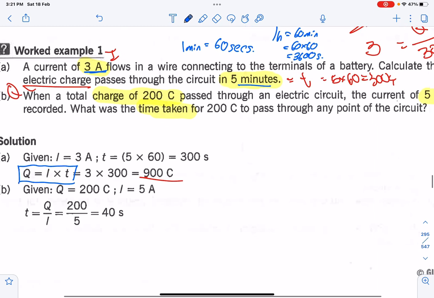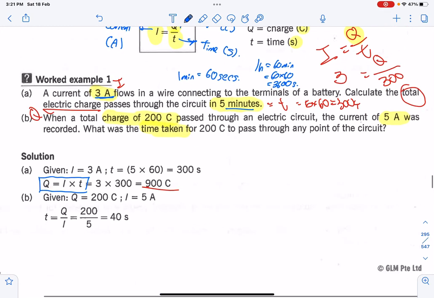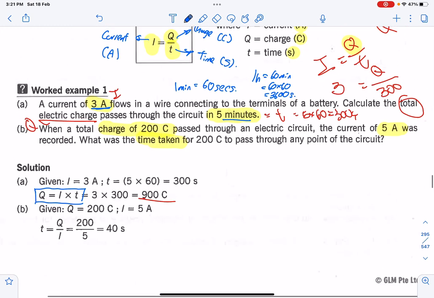Okay, when a total of 200 charge is being passed through an electrical circuit, the current 5 ampere is actually recorded. What was the time taken for 200 charge to actually pass through? Basically, again, you see, you write the formula and then you do the calculations.